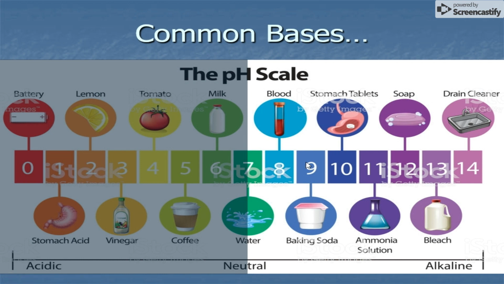So here again, this is for your notes. Go ahead and jot down 3 examples of some common bases. So we have blood, baking soda, ammonia, bleach, drain cleaner. That's really bad if you got drain cleaner in your eye. It could cause permanent damage. And then soap, right? Your body soap ranges from anywhere from a pH of 10 to a pH of 12.